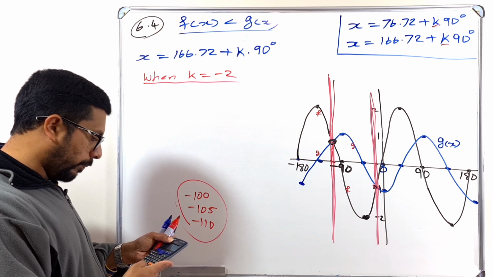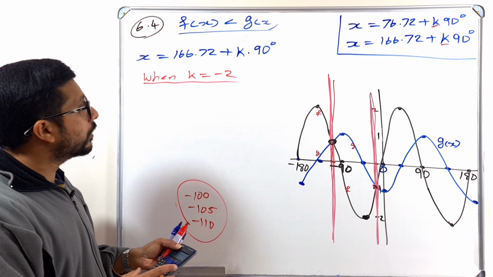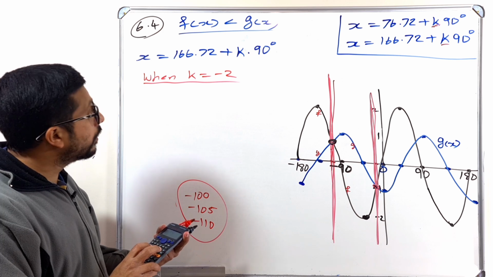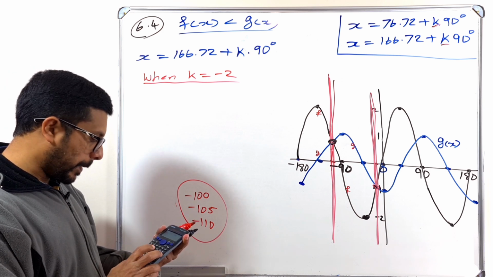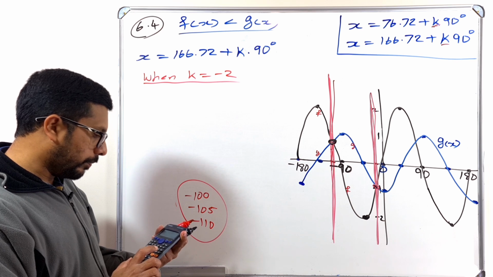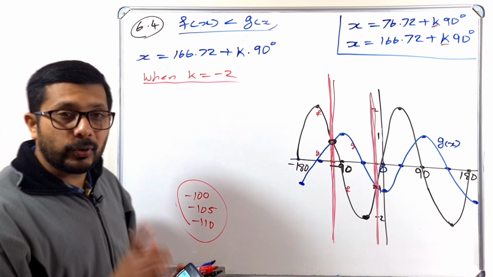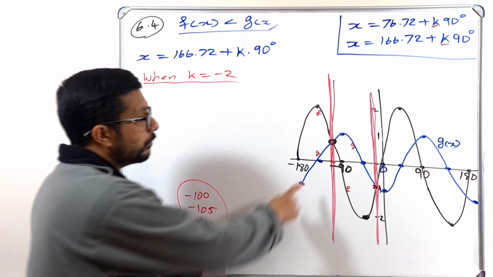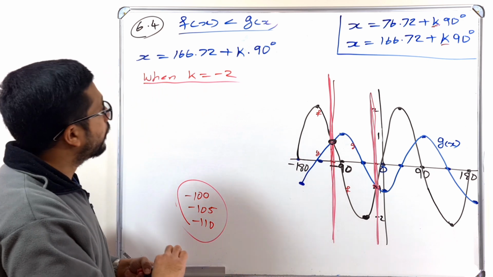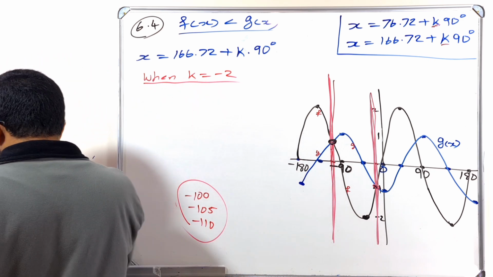166.72 minus 2 times, I substituted the value k as minus 2. Okay, so minus 2 times 90. There we go. Minus 13 point. Oh, okay. Minus 13 point. Look at this one. Even though we are trying to find this point, we got another point here. Look at that one. When k is equal to minus 2, what is the answer I got?